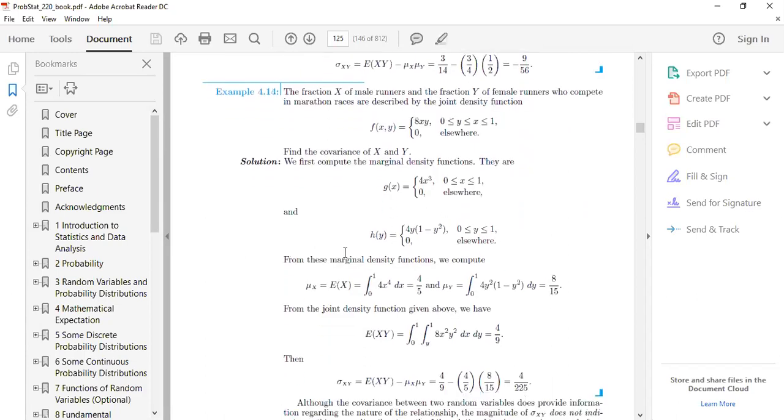But please keep in mind how can we figure it out? That's the most important thing. And that's what I would like to show it to you. And finally, 4 over 225, that is the covariance for this function of x and y. Okay, let me again share my whiteboard.